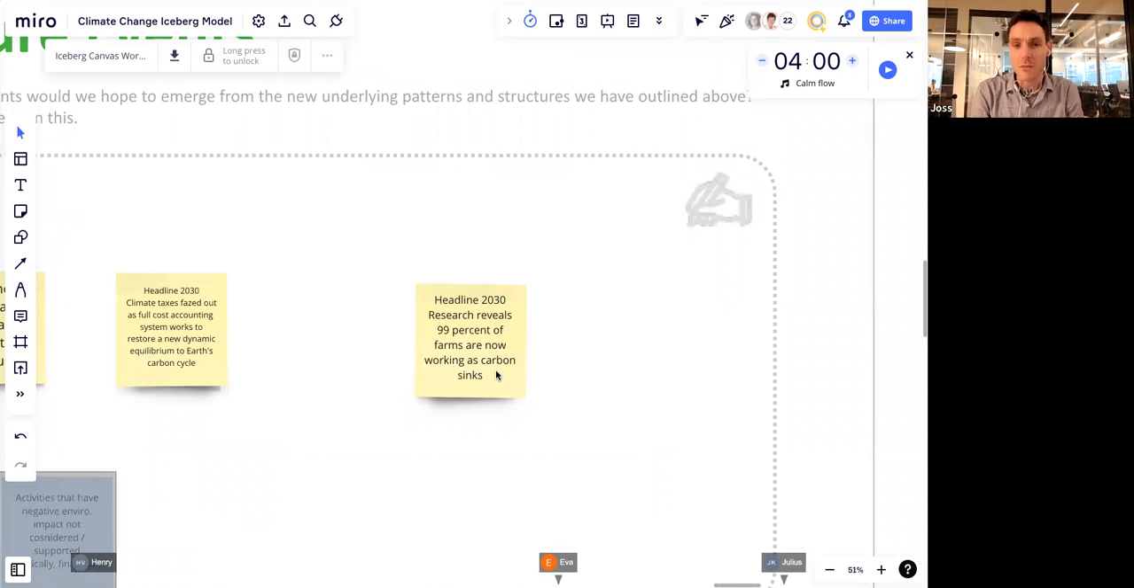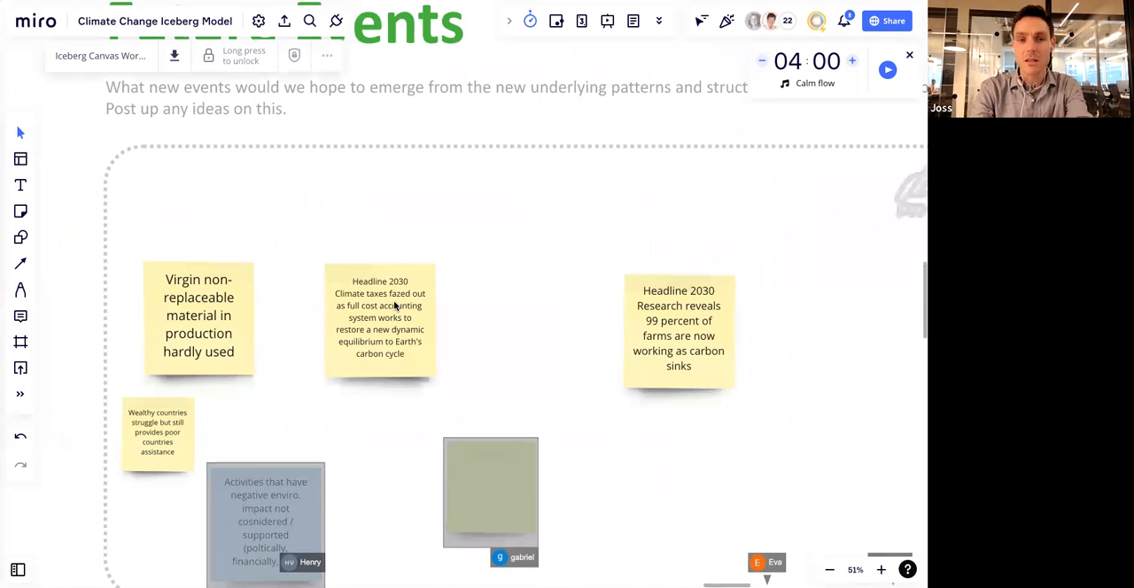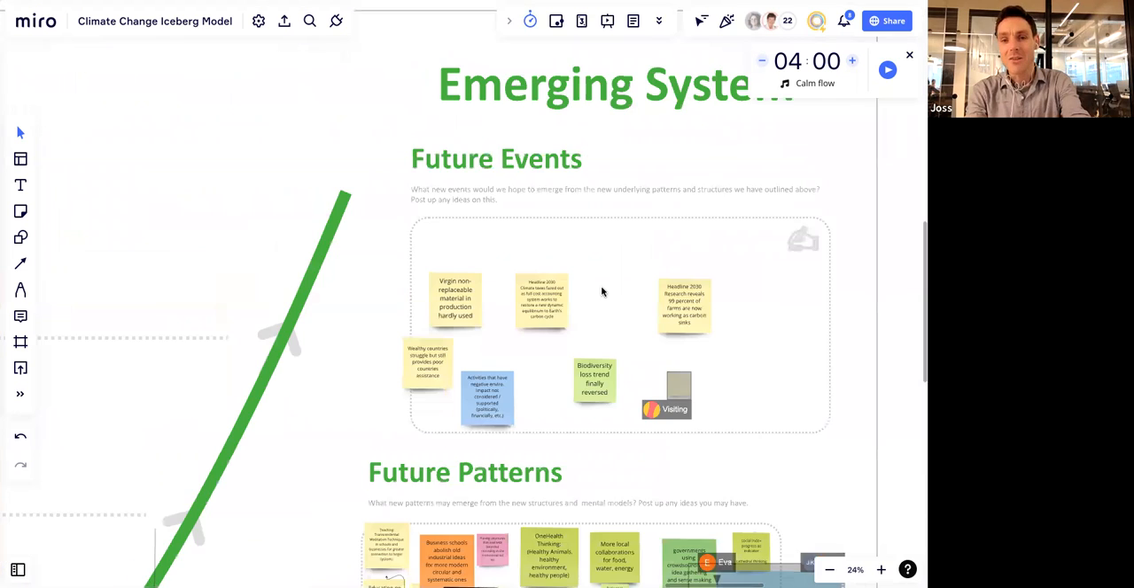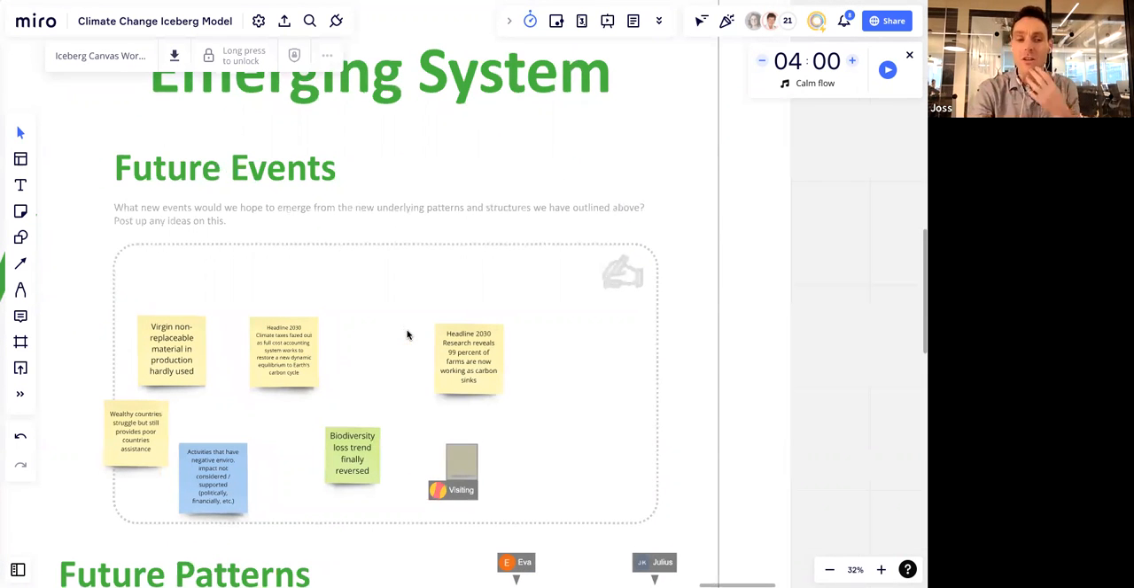Research reveals 99% of farms are working as carbon sinks. Or headline in 2030, climate taxes phased out as full cost accounting systems work to restore a new dynamic equilibrium to Earth's carbon cycle. Do you want to try a headline from 2030, or what do you think would be the outcomes that we'd hopefully realize by changing the paradigm, the structure, the patterns, and so on? We'll just take 2 minutes to do that because we're short on time.